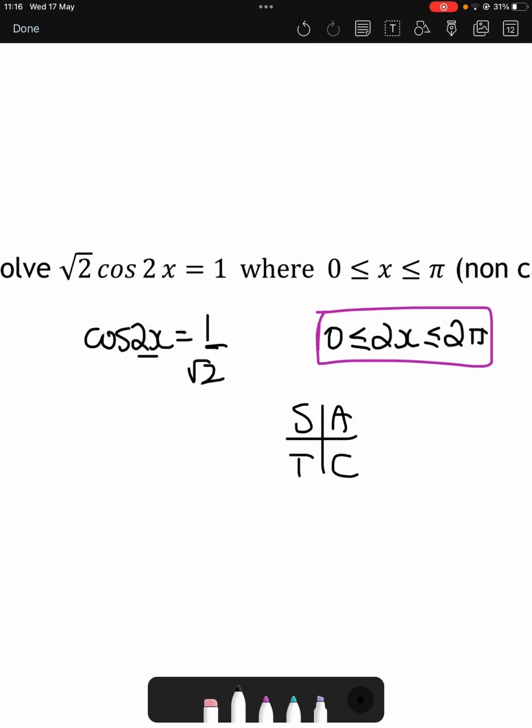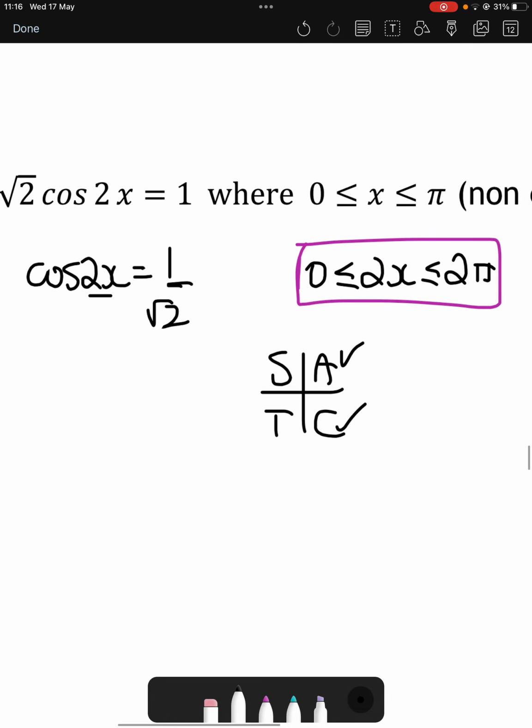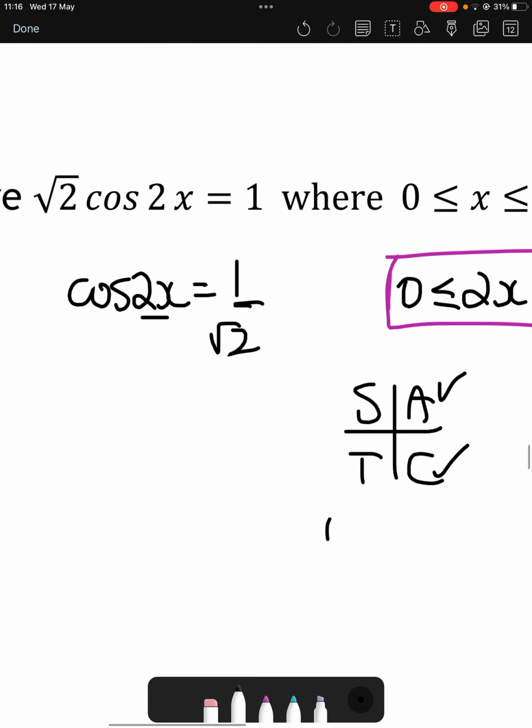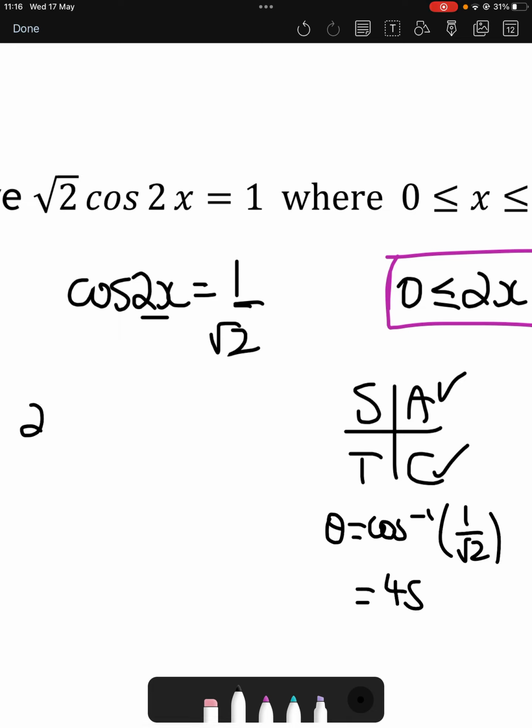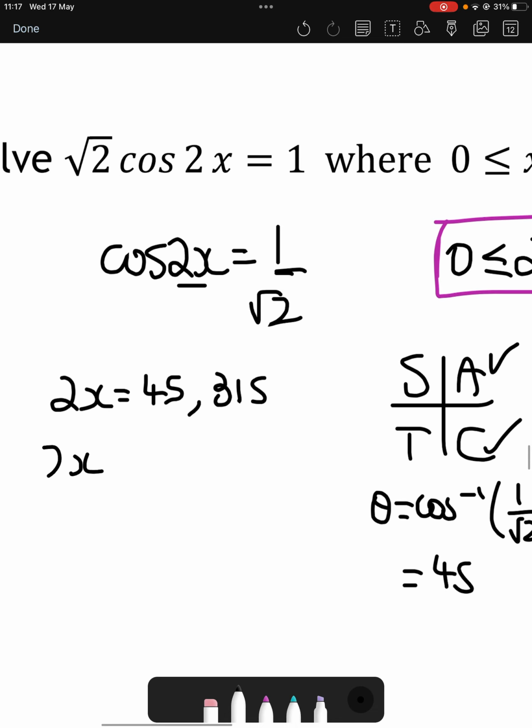We've got cos this time, it's positive, so there and there. We are working in radians as well, so we need to take that into consideration, but we'll deal with that in a wee second. So theta is cos to the minus 1 of 1 over root 2, which is your 45. So 2x is 45, and 360 minus 45, which is 315. Now at this point, I'm going to put it into radians. So that's pi over 4, and 315, again working with it.